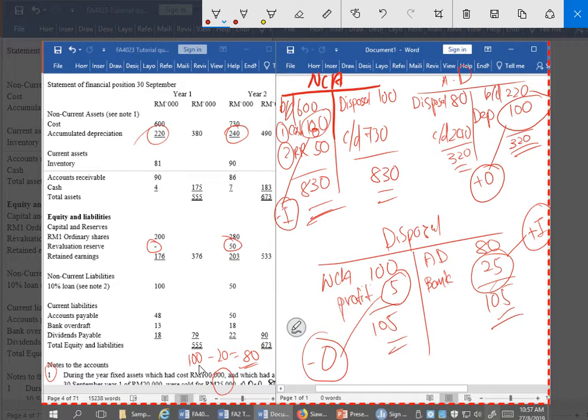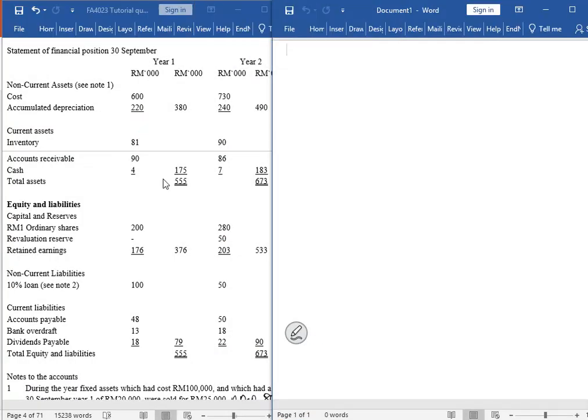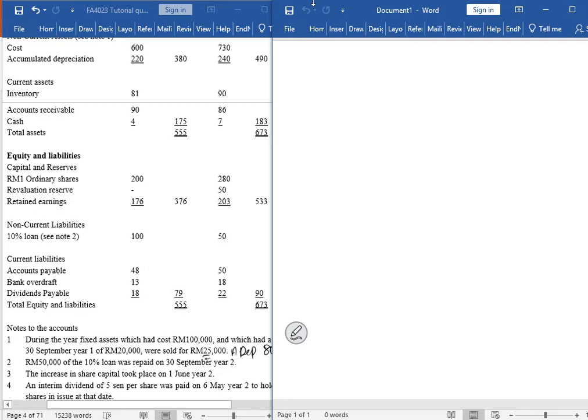This 100 is the cost, this is the net worth value. So total is your accumulated depreciation. This is your accumulated depreciation, 80. From your notes number 1. Okay guys? Okay. Next. So now look at your questions number 2.